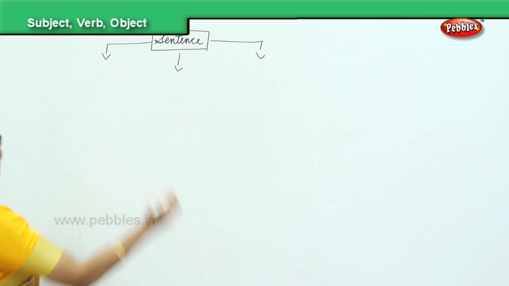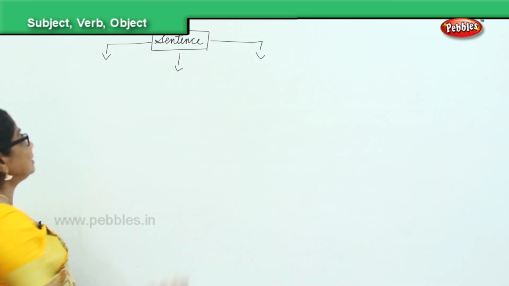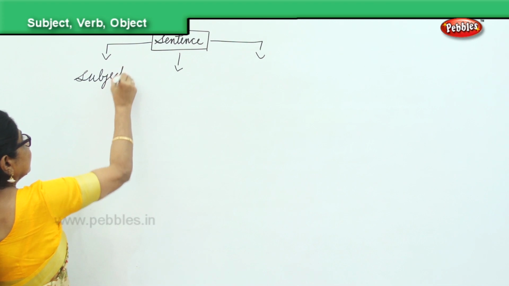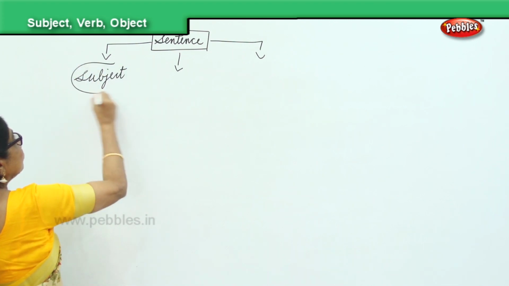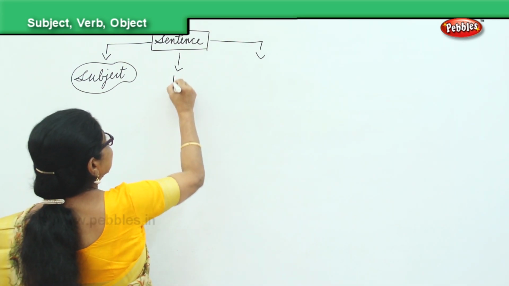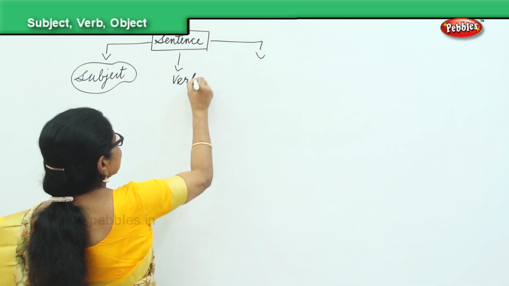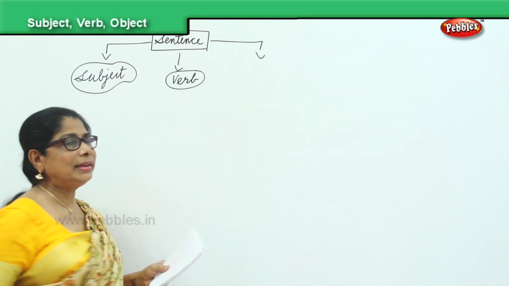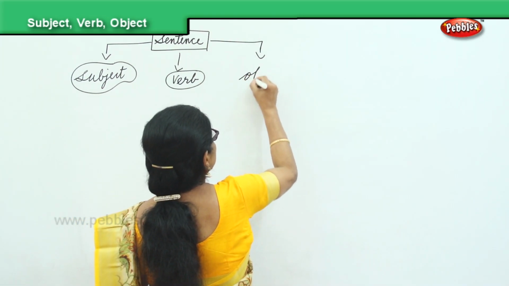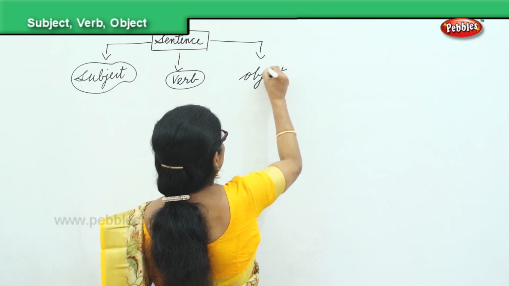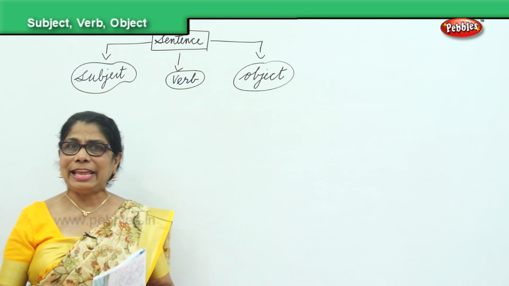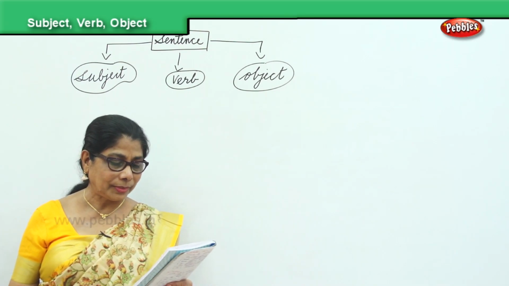First, we would say every sentence has a subject. Every sentence has a verb. And finally, every sentence has an object. So, a subject, a verb, and an object. Every sentence has that.